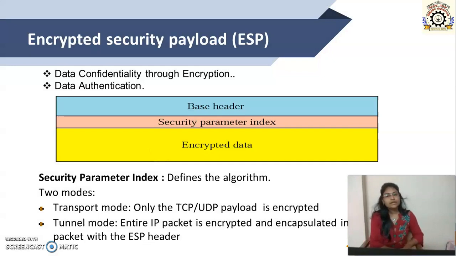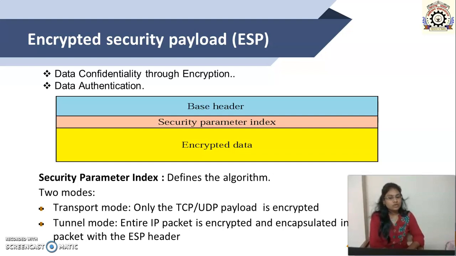The next extension header is the encrypted security payload. This works similarly to the authentication extension header, and it is used to provide data confidentiality by using encryption, and it again provides data authentication. It contains two fields, the security parameter index, which again is used to define the algorithm, and the encrypted data field, which contains the data generated after encryption of the IP datagram by applying the algorithm.